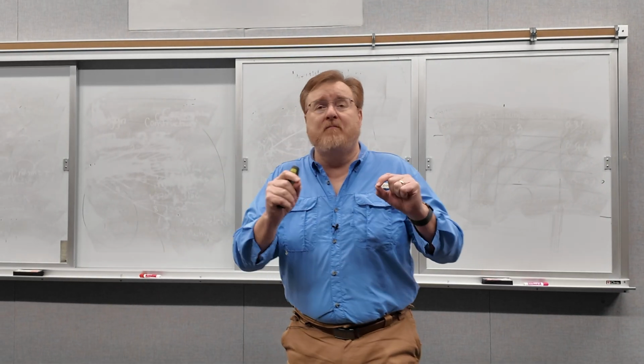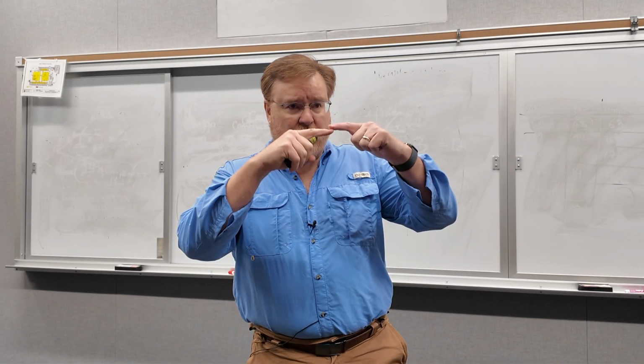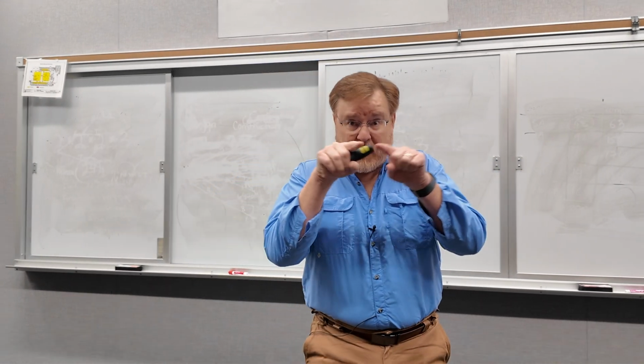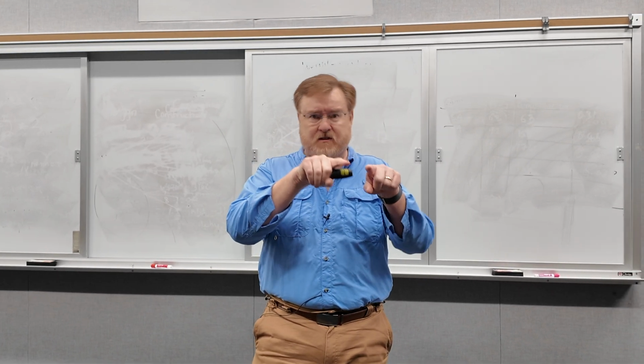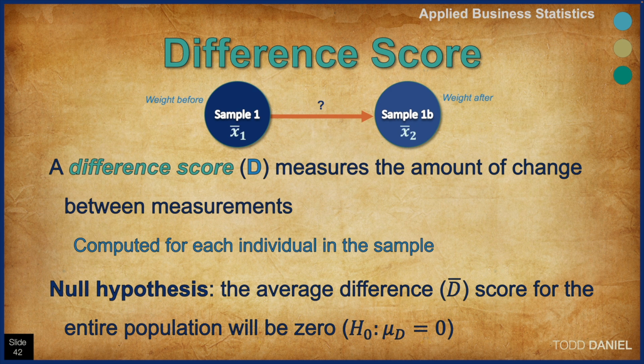We are not comparing within the group. We are comparing within the pairs. In other words, each individual is serving as their own control group. We will calculate a difference score to measure the amount of change between those measurements. This is going to be computed for each individual, if we have the same group being measured twice, or for each twin, if we're doing our paired sample study.